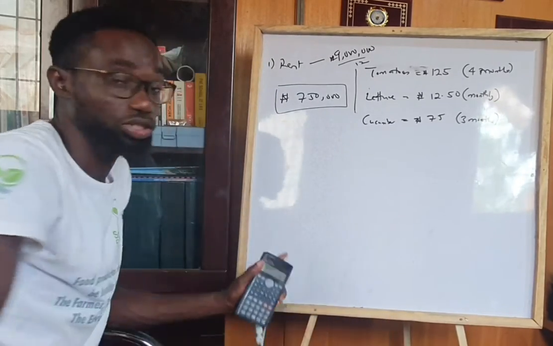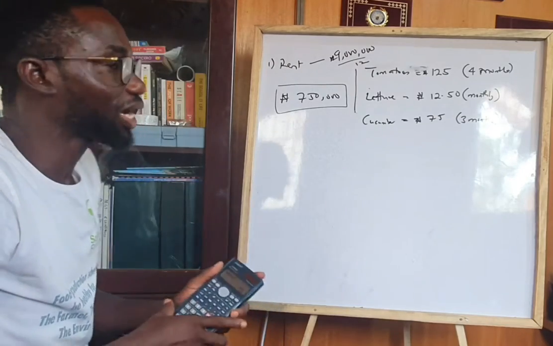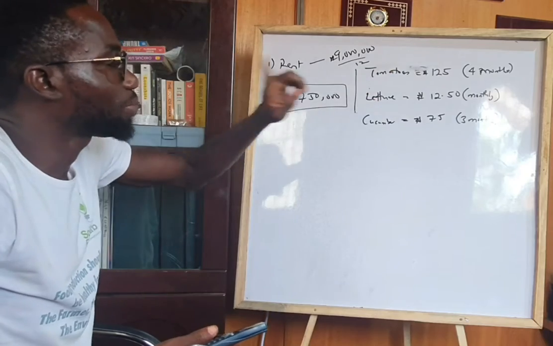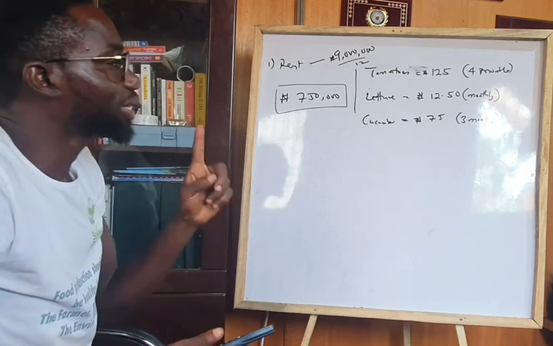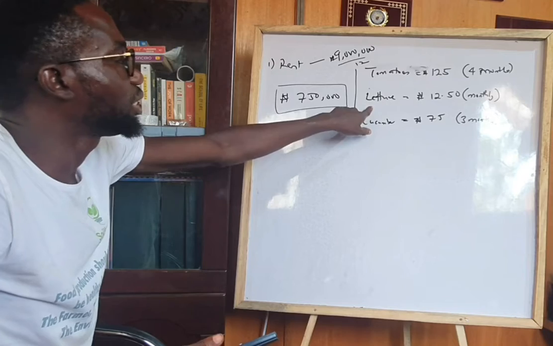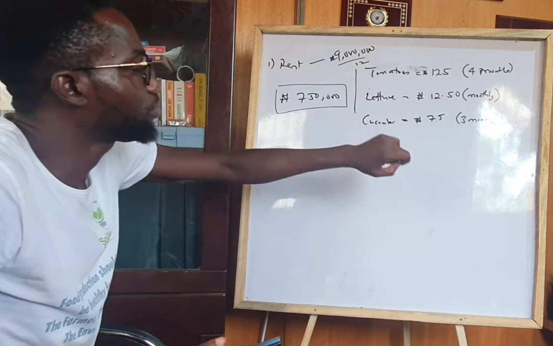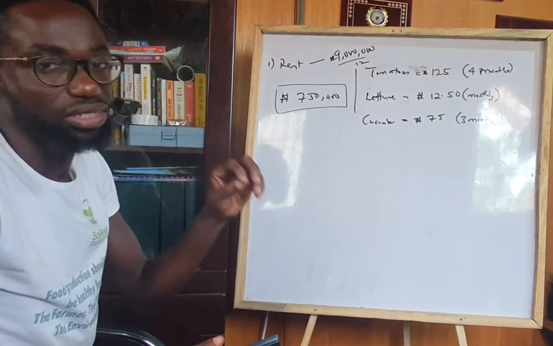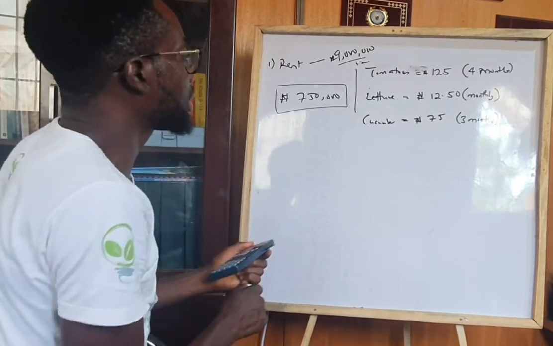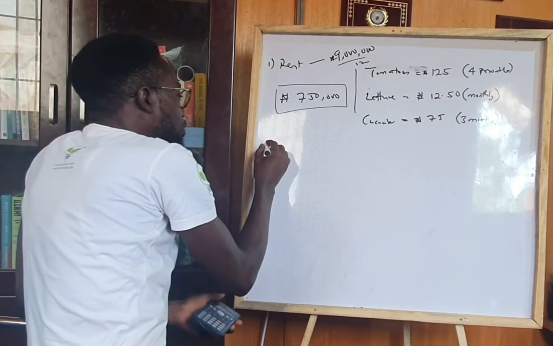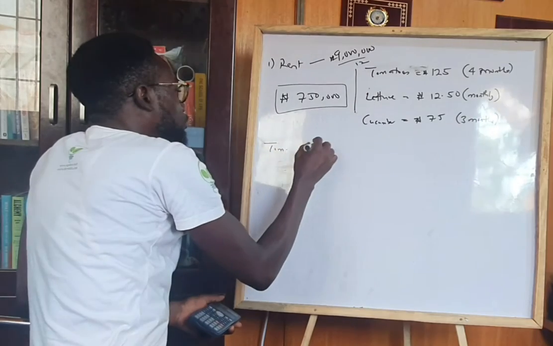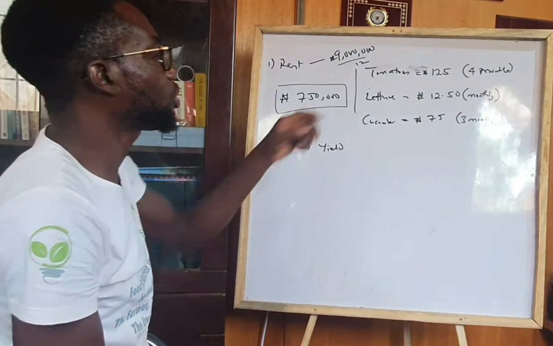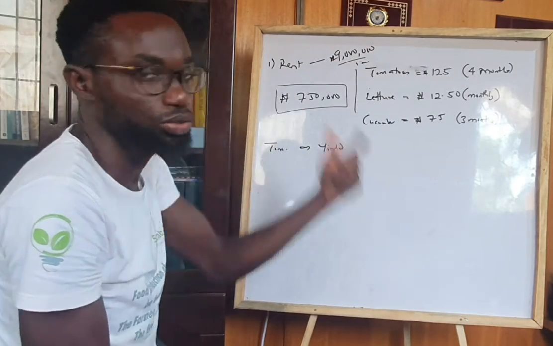I hope this makes sense to this point, because I want us to see how we gradually build our cost. So for 4 months, the total rent each tomato plant is paying is 125 naira. The total rent each lettuce plant pays per month is 12 naira 50 kobo, while the total rent that cucumber pays is 75 naira. Once I understand this, next I will look at the tomatoes from the place of yield, because it is not the plant I am selling but the yield.